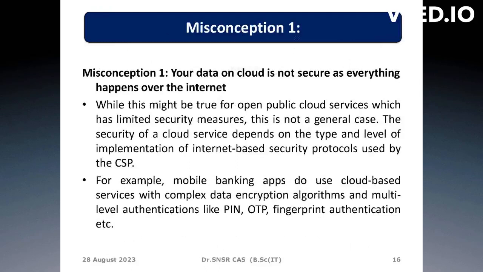So these are some misconceptions. Data on cloud is not secure as everything happens over the internet. While this might be true for open private cloud services which have limited security measures, this is not the general case. The security of a cloud service depends on the level of implementation of internet based security protocols used by the CSP. For example, mobile banking apps do use cloud-based services with complex data encryption algorithms and multi-level authentication like PIN, OTP, fingerprint authentication, etc. So that is a misconception.